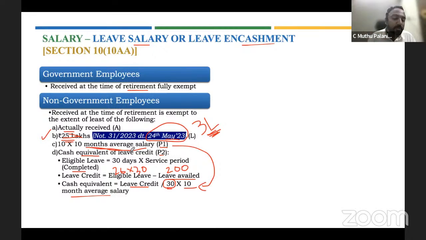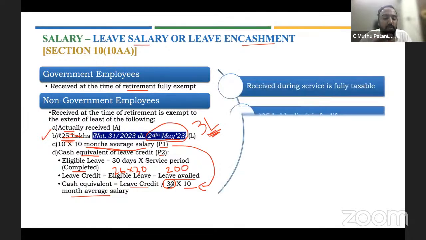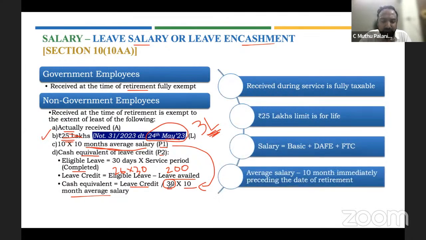That is P2. What is P1? Standard 10 months salary. So this is the maximum available. So P2 is this proportion. So I take eligible leave, then I calculate leave credit, then I take cash equivalent. So these 4 items, that is AL, P1, P2, whichever is least is what is given.